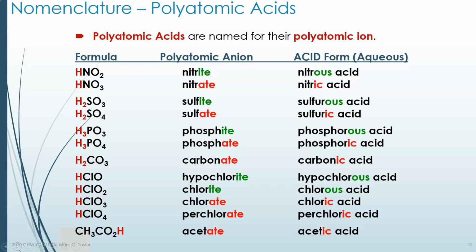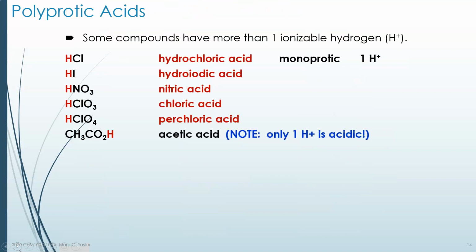Now, you'll notice some of these have 1 proton, some can release 2, and some can release 3. The ones that can release more than 1 proton are called polyprotic acids because there's more than 1 proton. So let's go through those. We have the monoprotic ones, the ones that release 1 ionizable proton, 1 hydrogen ion. Hydrochloric acid, hydroiodic acid, nitric acid, chloric acid, perchloric acid. They're all strong acids. Those in red are all strong acids, and you need to remember those. Acetic acid is a weak acid. It is also monoprotic. 1 proton will come off of that.